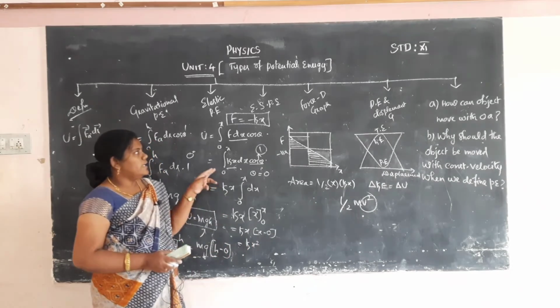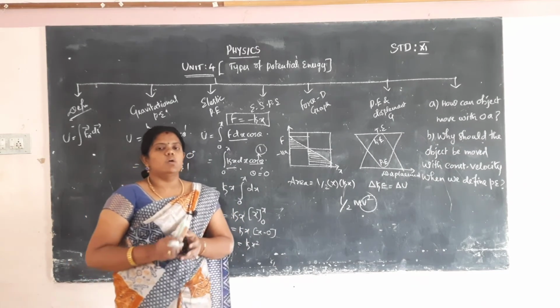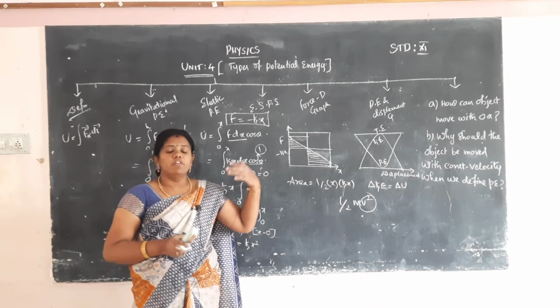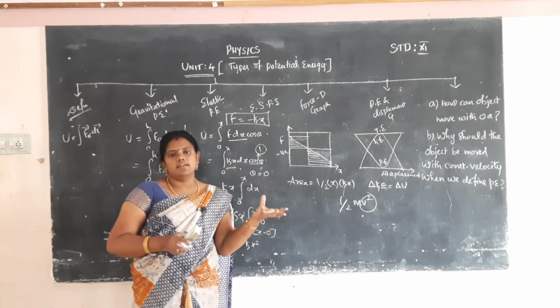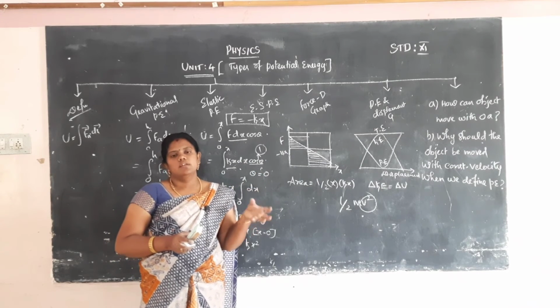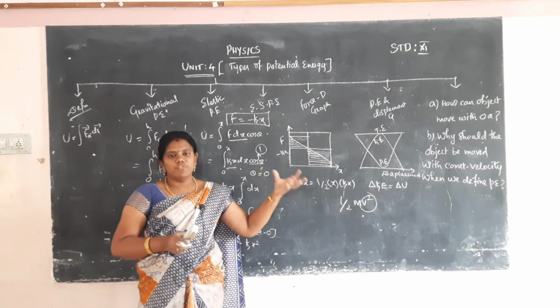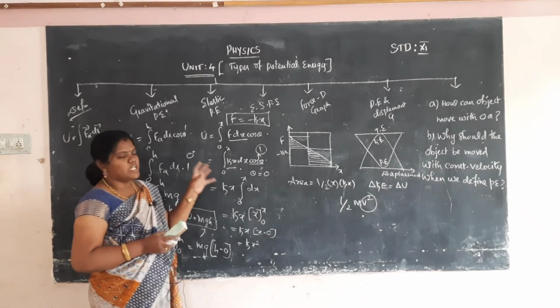And electrostatic potential energy means the work done to bring a positive charge from infinite distance to a particular point, against the electrostatic force. The energy required to bring a unit positive charge from infinite distance is called electrostatic potential energy.